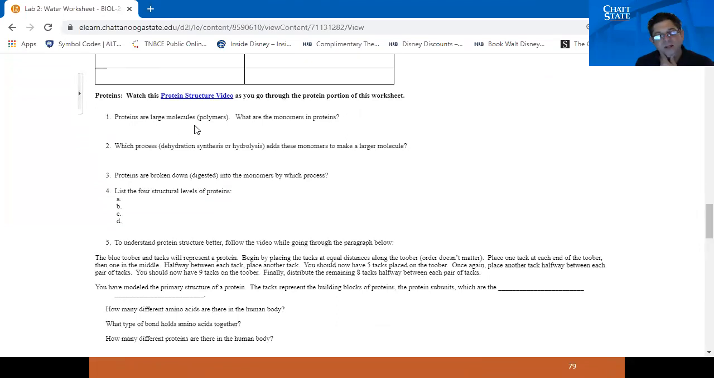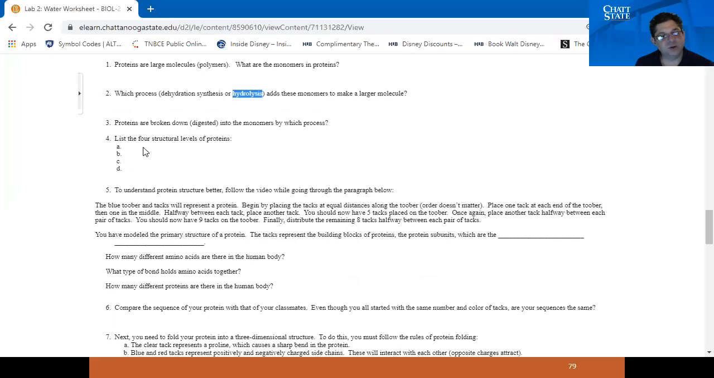These large molecules are polymers of proteins, of course. What are the monomers? We just said it. Amino acids. Which process would we use if we add 2 monomers or more together to make a larger molecule? Dehydration synthesis. There you go, our synthesis again. Making up bigger molecules is synthesizing something. And in the process, we give off water. Proteins are broken down into monomers by which process? Hydrolysis. Yeah, I love it. Have those straight. 4 structural levels of proteins. That's where that primary, secondary, tertiary, quaternary comes into play.